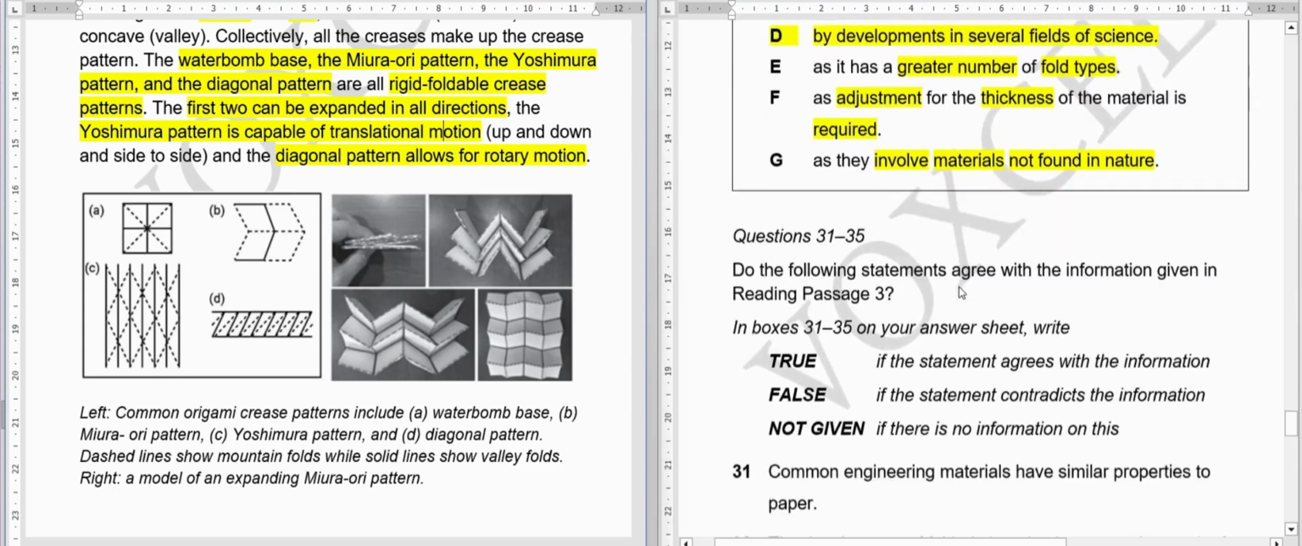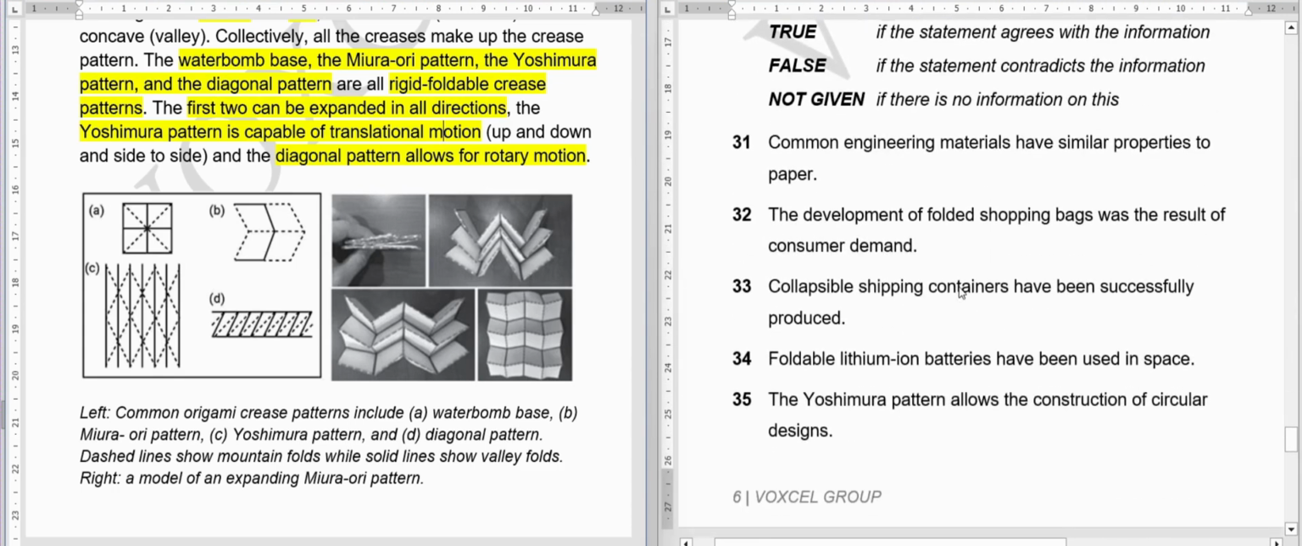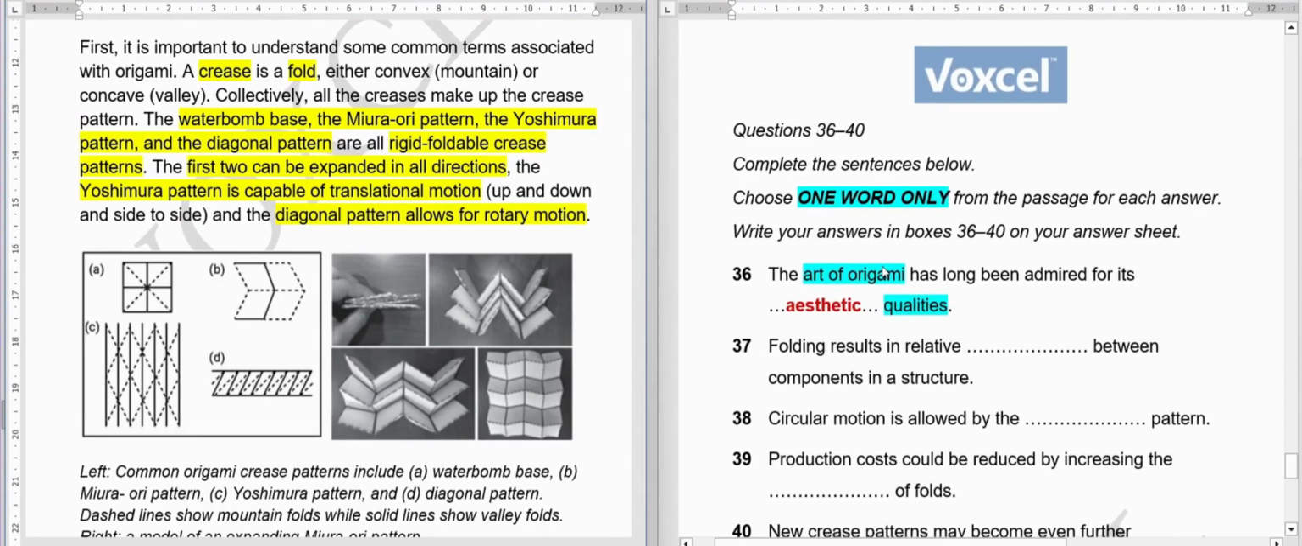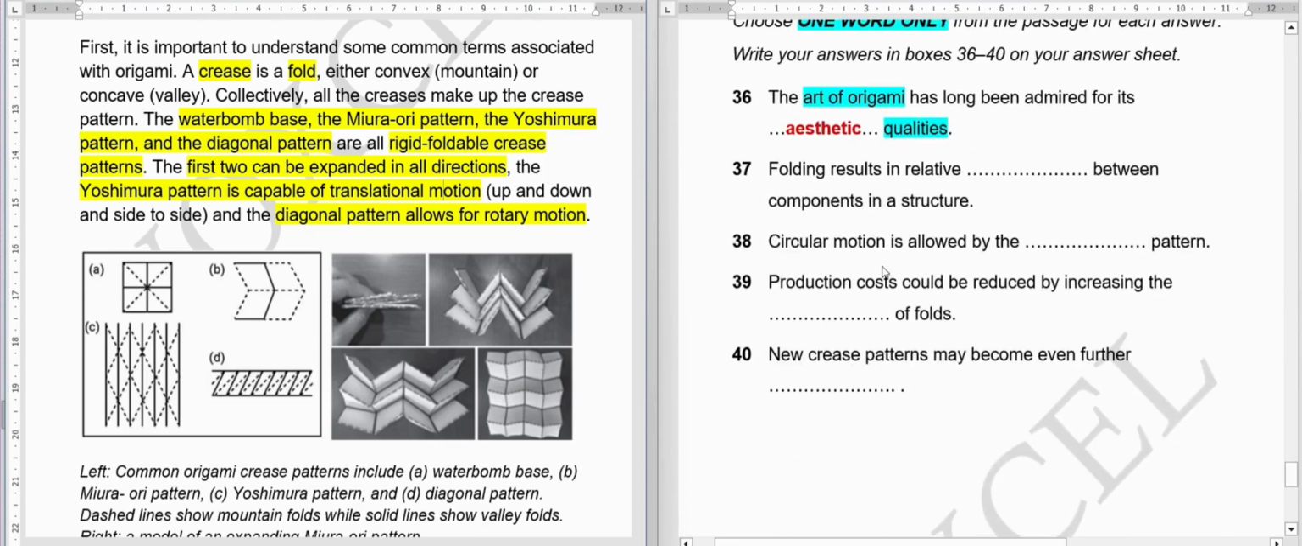Now moving on to the true false. Common engineering materials have similar properties to paper. Is there any mention of common engineering or paper properties? No. So obviously your answer is not here. We will move forward to the next set of questions.